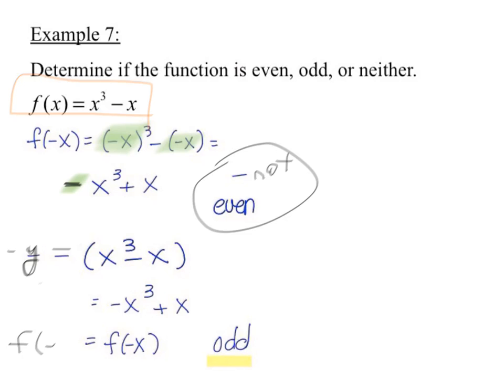So f of negative x, let me go back. Okay, negative f of x, which is the same as negative y, is equal to f of negative x. So these come out to be the same. So what matches here, to be an odd function, is that this matches this. This one doesn't check back with the original for an odd function. Your f of negative x and your negative f of x should be equal, and then it is an odd function.